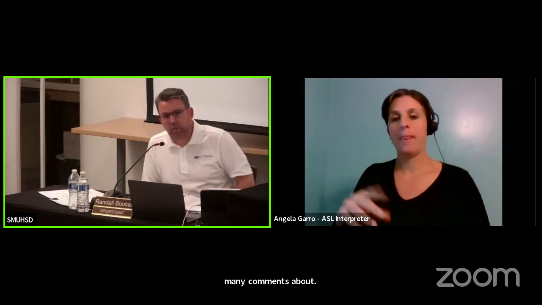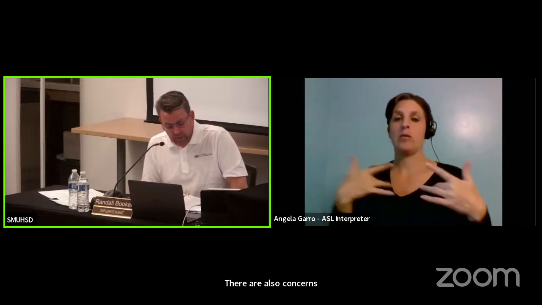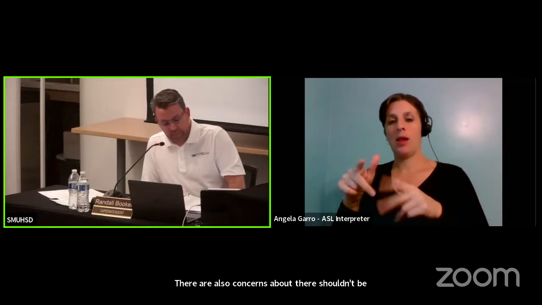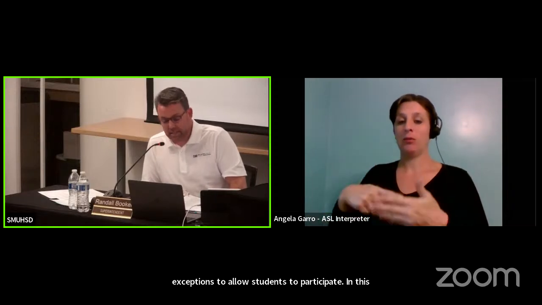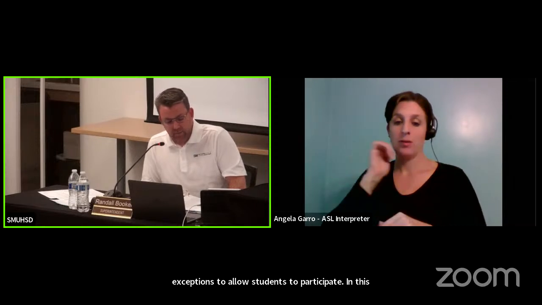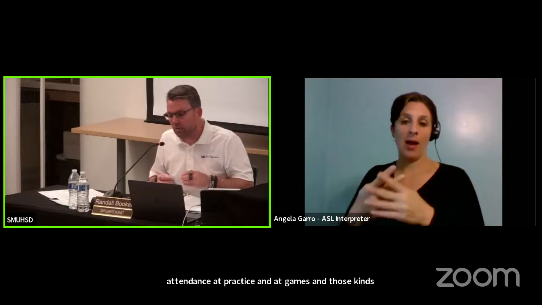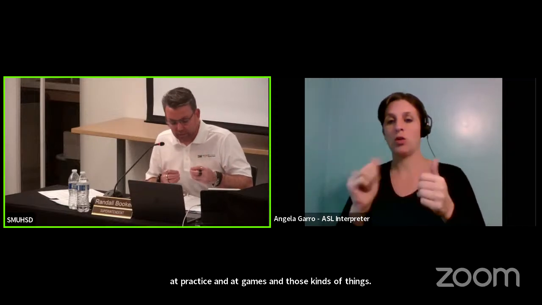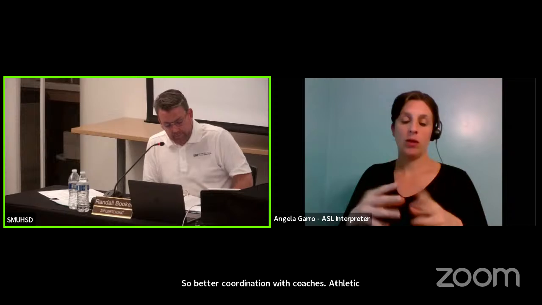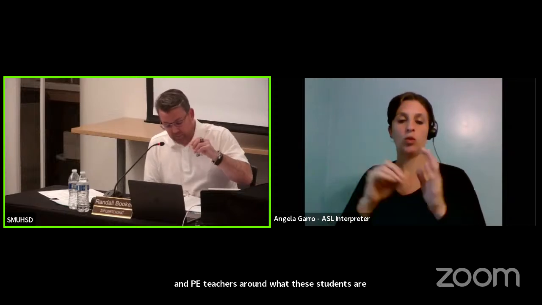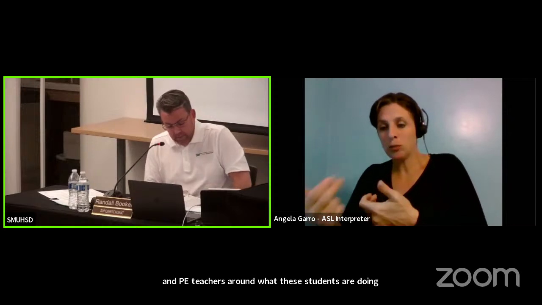There are also concerns that there shouldn't be exceptions to allow students to participate in this program if they're not attending daily practice, their attendance at practice and at games and those kinds of things. So we need better coordination with coaches, athletic directors, and PE teachers around what these students are doing, and whether they are actually participating in athletics.